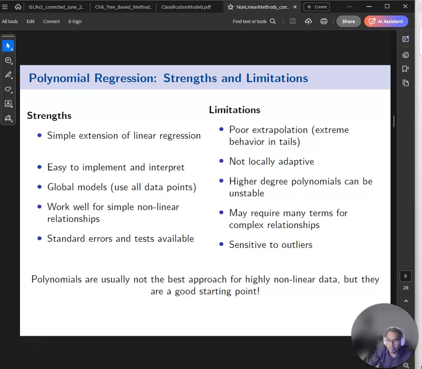The bottom line is that polynomials are usually not the best approach for highly nonlinear data with complex patterns, but they provide a good starting point due to their simplicity and connection to linear models. They are often useful as a first step beyond linearity before exploring more sophisticated techniques.